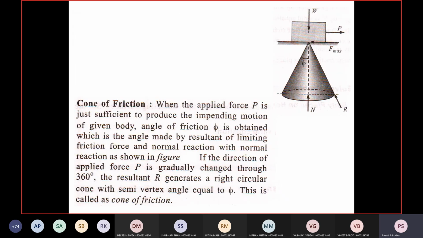The third and last term which you need to know is the cone of friction. If R makes an angle phi with the normal direction and you rotate this R, a cone is generated. This is a right circular cone, and it is called the cone of friction. It has a semi-vertex angle equal to phi. So that is all about the cone of friction.